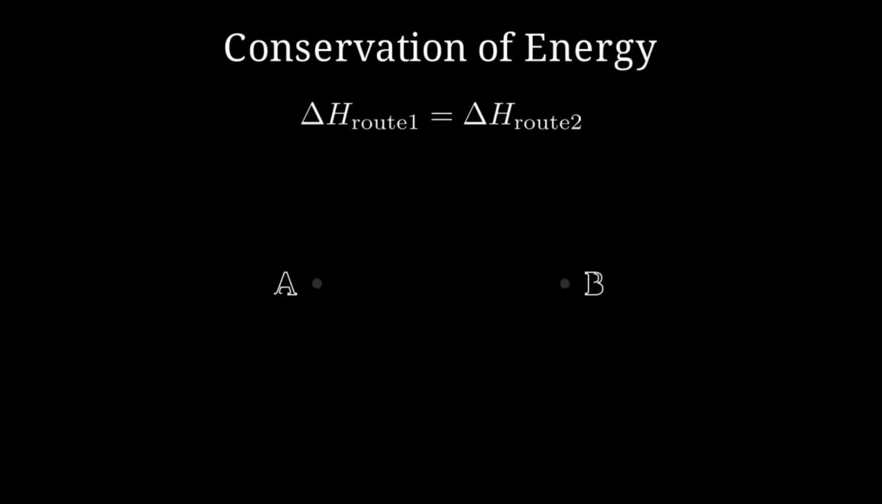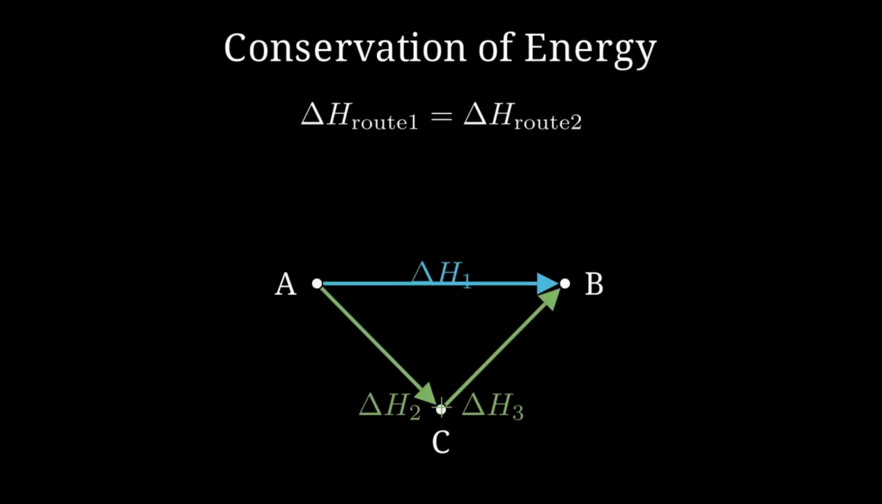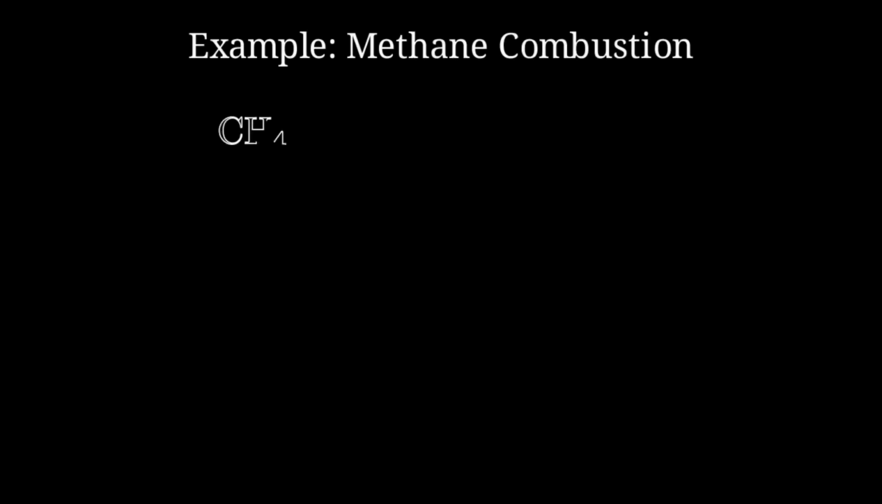Because energy is conserved, the sum of enthalpies around any closed loop is 0. If you must follow a path against the direction of a formation arrow, simply flip the sign of that enthalpy value to keep your calculation accurate. Let's apply this to the combustion of methane.